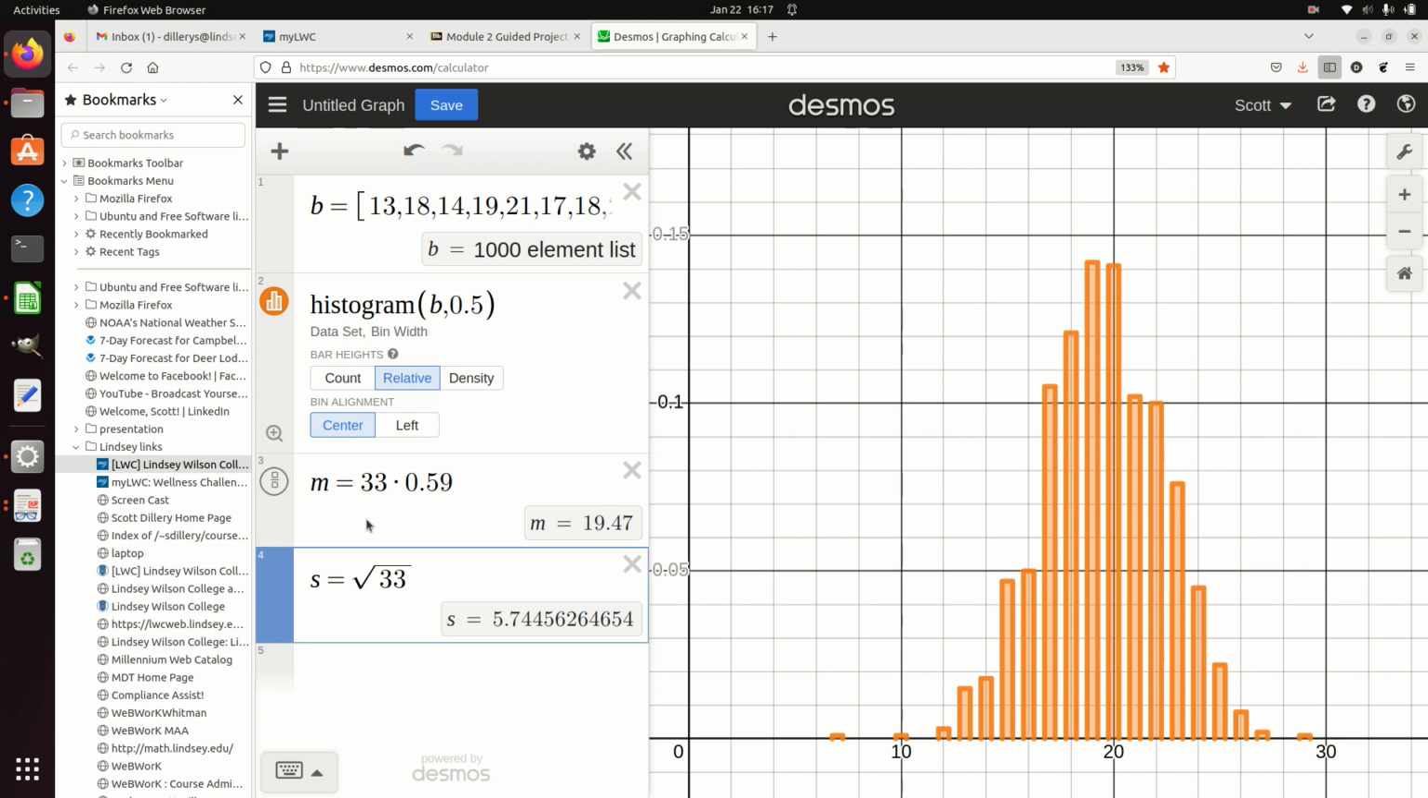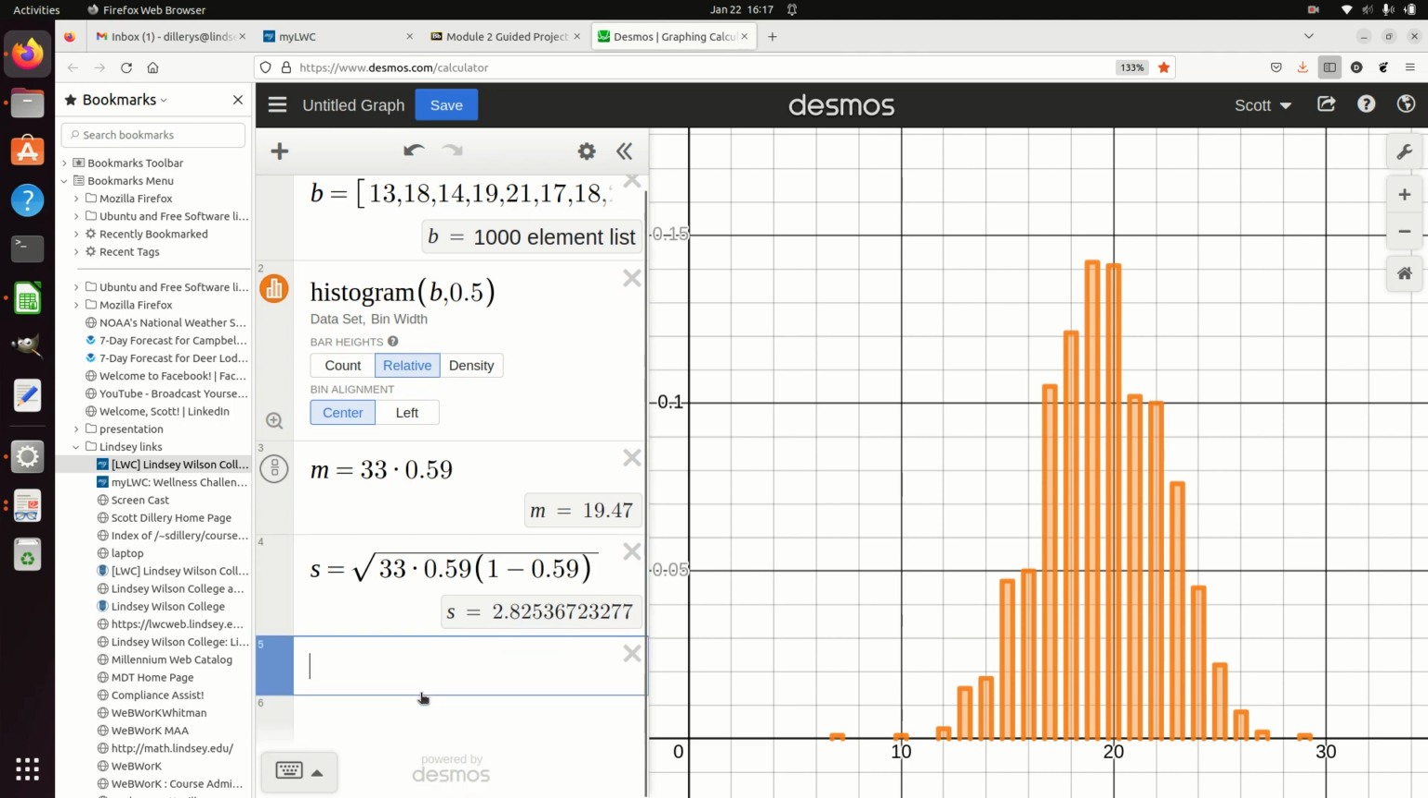again times, so I'll use an asterisk, 0.59, and then times, and I don't need an asterisk if I have parentheses, so I could use parentheses around everything as well. 1 minus 0.59, close the parenthesis, and I have that. So there's my mean and my standard deviation, and then we just say normal distribution.